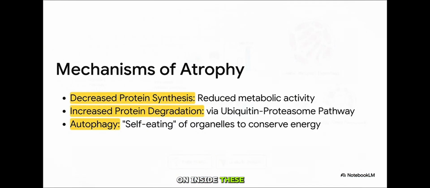So what's going on inside these cells? How does this happen? Well, the cell is basically kicking into survival mode. First, it hits the brakes on making new proteins to save energy. At the same time, it starts breaking down existing proteins like crazy, mainly using this thing called the ubiquitin proteasome pathway to tag them for destruction. And on top of that, it kicks off autophagy, literally self-eating, where it recycles its own parts for fuel. It's a strategic retreat to survive.